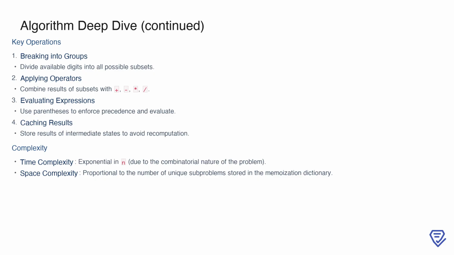In terms of complexity, the time complexity is exponential in n, as the number of possible combinations grows rapidly with the number of digits. The space complexity is proportional to the number of unique subproblems stored in the memoization dictionary, which helps balance the computational cost at the expense of additional memory usage.